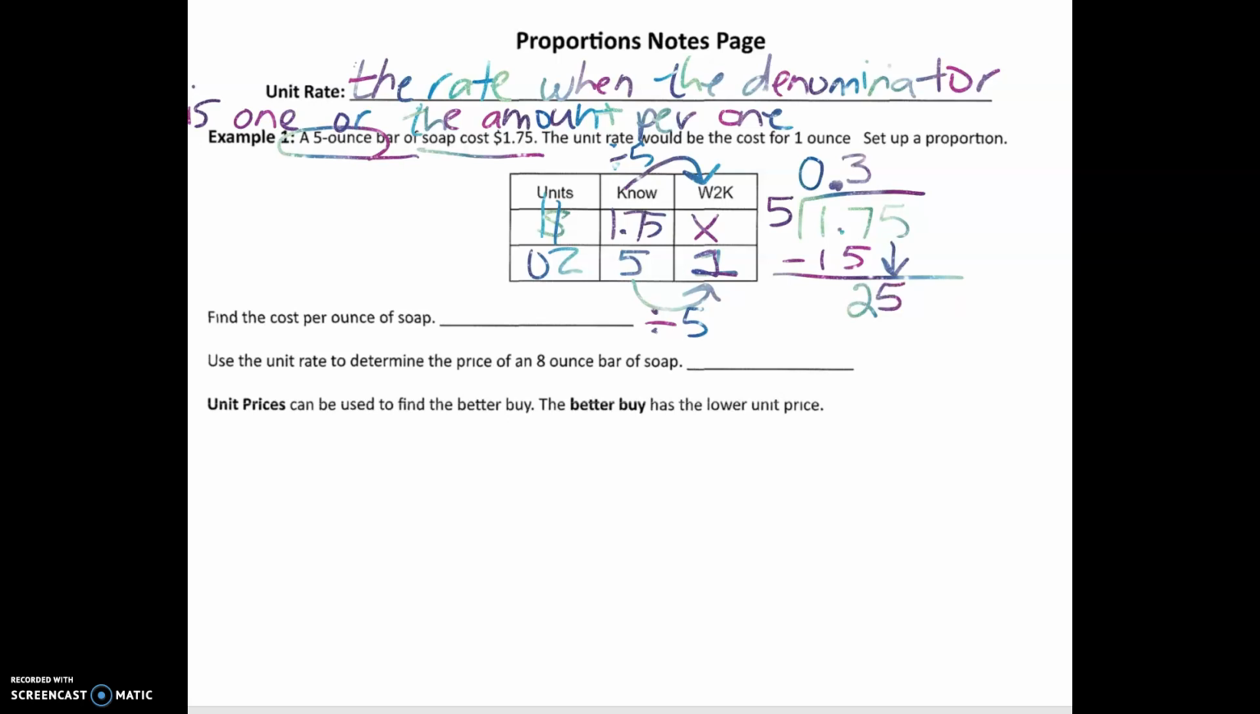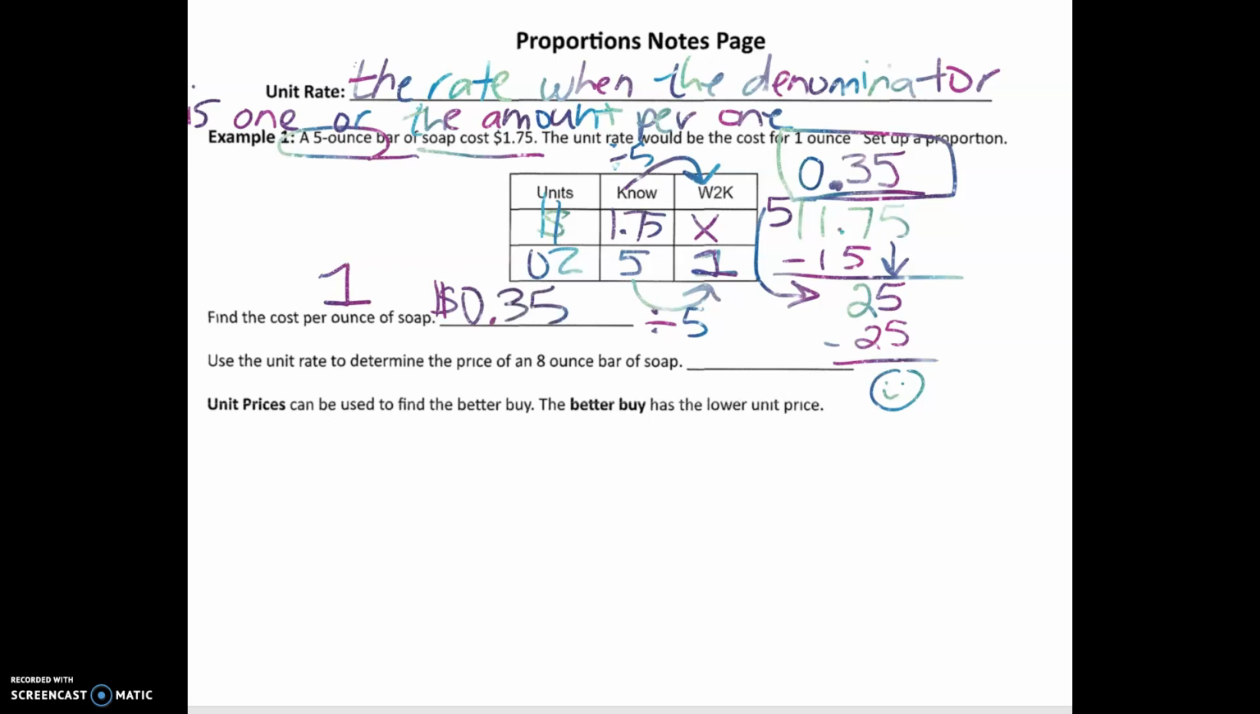So now our new group is 5 into 25. 5 times 5 is 25, so there are 5 groups, and then we get to a 0 under our house. So yay, smiley face, because we're finished. It looks like 35 cents would be our per ounce. This right here above the house is per 1 ounce. So let's read our question: find the cost per ounce. Well, that's our per 1, and we found that just now. It's going to be 35 cents, so 0.35.